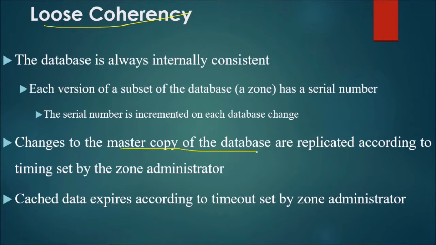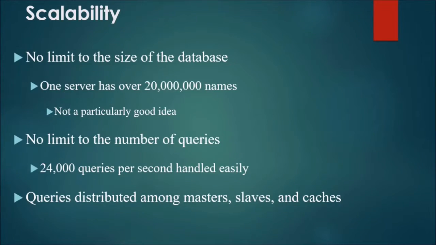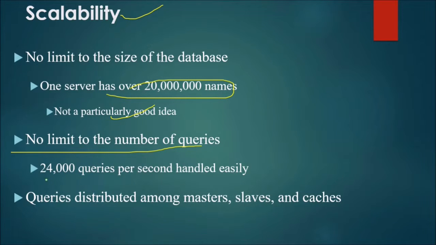The changes to the master copy of the database are replicated according to the time set by the zone administrator, and cache data expires according to the timeout set by the zone administrator. Now, scalability: there is no limit to the size of the database. One server having more than this number of names is not a particularly good idea, but there is no limit to the number of queries. A large number of queries per second is handled almost easily, and queries are distributed among masters, slaves, and caches.